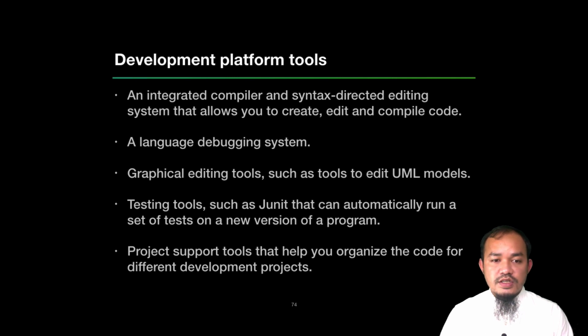Testing tools such as JUnit, for example. There are many tools: JUnit is for Java, and PHPUnit is for PHP, and so on, to test whether the code is working or not, in terms of unit testing. In terms of unit testing, it means you are testing the class diagram, the class code. Project support tools help you organize the code for different development projects.